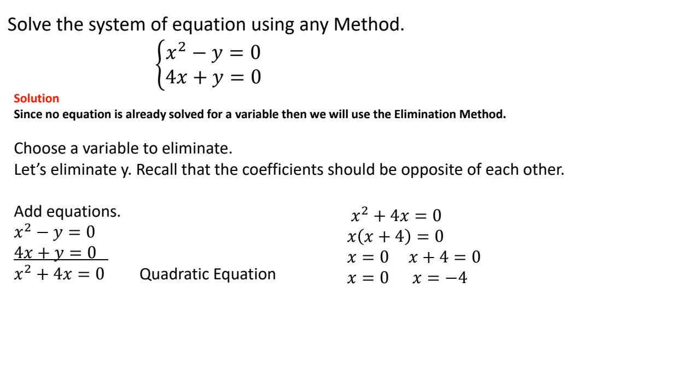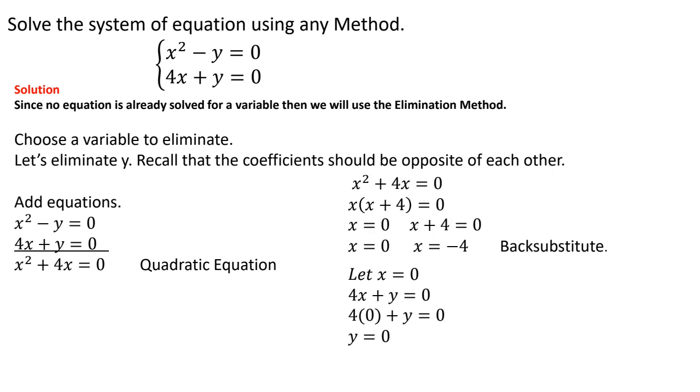So what we're going to do is plug these two x values into any of the two equations to get our y value. Okay, so let's start with the easy one, with the line. 4x plus y equals 0. Let's replace x with 0. So 4 times 0 is 0. So y is equal to 0. So when x is equal to 0, y is equal to 0. That's one of our solution points.